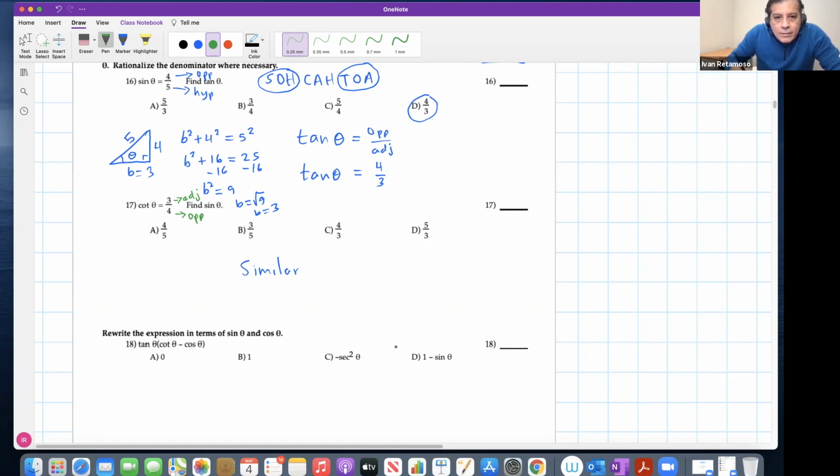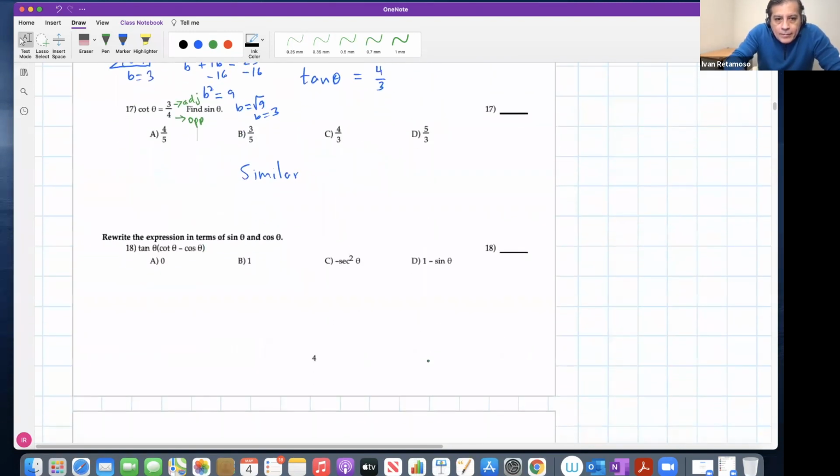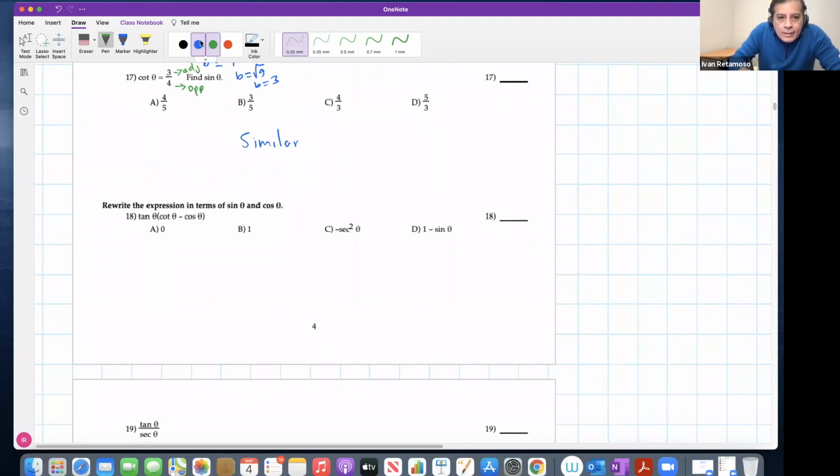Let's take a look at a different form. Let's take a look at 18. For question 18, they say simplify this trigonometric expression: tangent of theta multiplying cotangent of theta minus cosine of theta. One strategy that I suggested in the lecture is to rewrite tangent and cotangent in terms of sines and cosines. What is tangent in terms of sine and cosine?